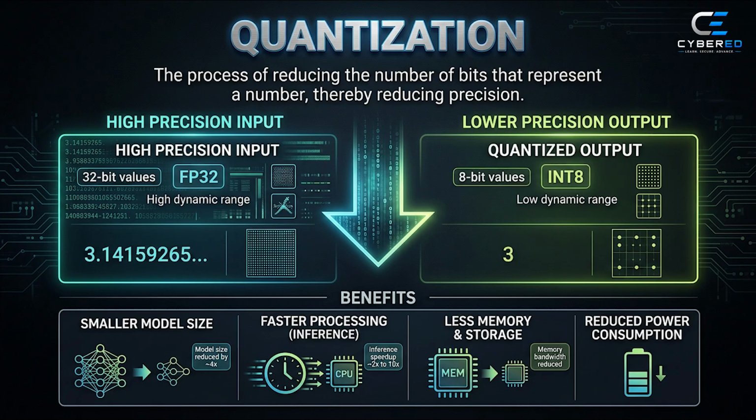Quantization reduces the precision used to store the model's numerical values. For example, a model might move from 32-bit floating point values to 8-bit integers. This significantly reduces the model's size and computing requirements while trying to maintain similar accuracy.